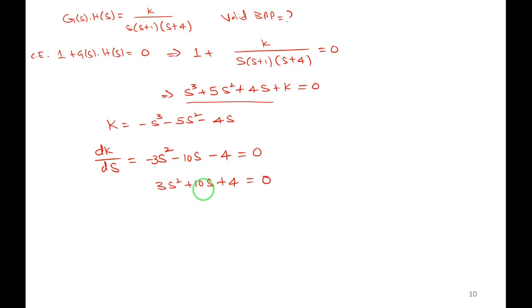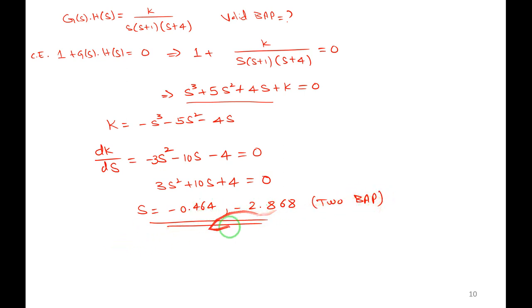Degree is 2. So a value is 3 here, b value is 10, c value is 4. So I got the equation breakaway point as s equal to minus 0.464. This is one breakaway point, and another one I am getting it as, comma, minus 2.868. So we got these two breakaway points, BAPs. So which one is valid? So I have to find out which one is valid.